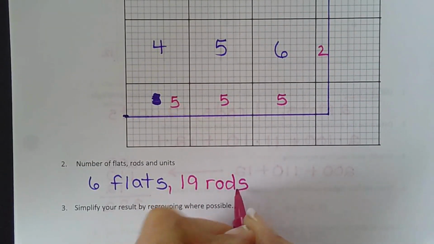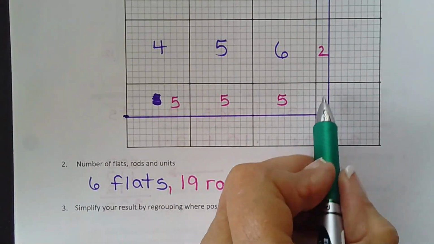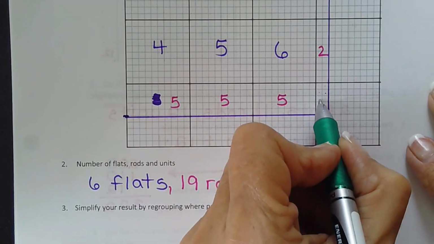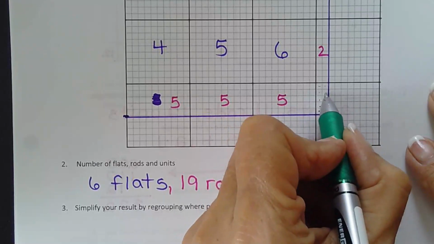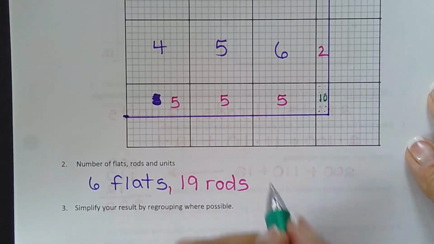And then last we have the units, which would be this area that isn't part of a flat or the rod. So 1, 2, 3, 4, 5, 6, 7, 8, 9, 10. 2, 4, 6, 8, 10. So we have 10 units right there.